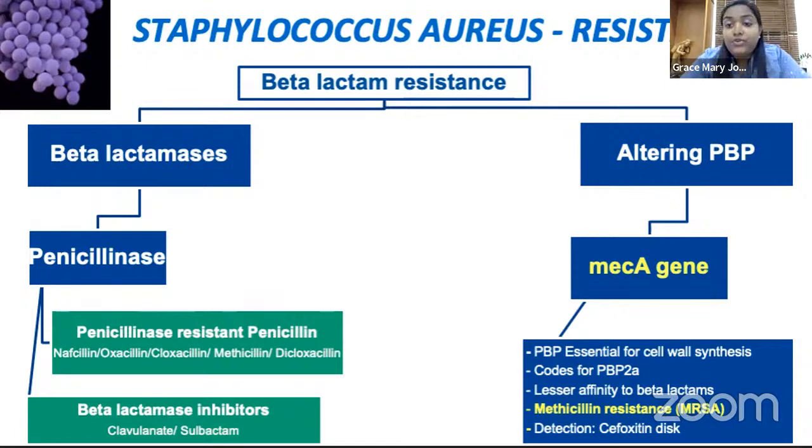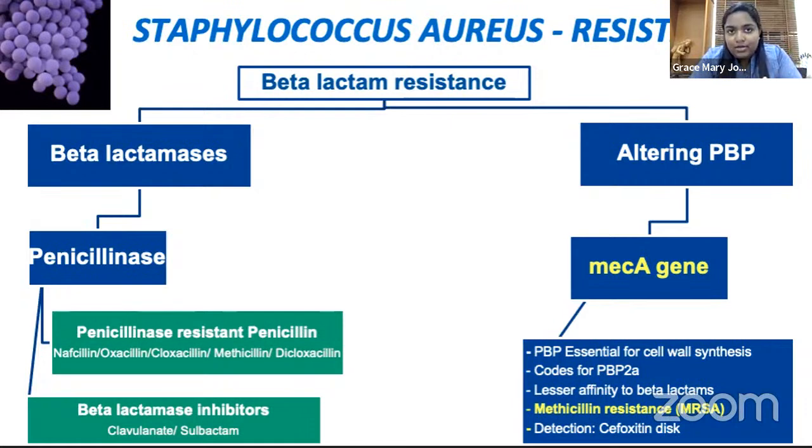Okay, so how do you detect MRSA? It is the resistance to oxacillin, nafcillin, all these penicillinase resistant penicillins. If it is resistant, it is MRSA. And how do you do it in your lab? If your cefoxitin disc in your culture plate is coming as resistant, that means it is methicillin resistant.